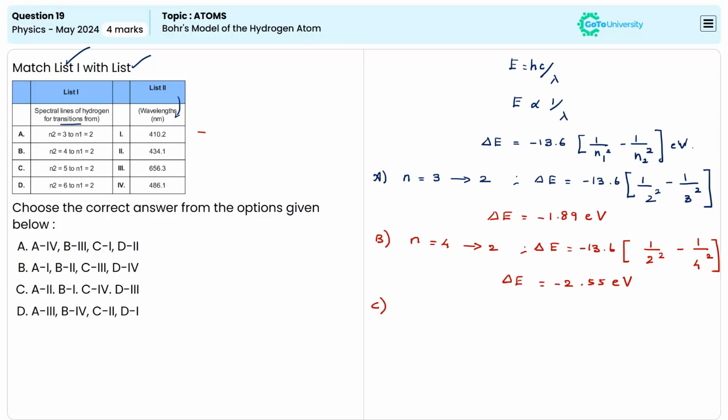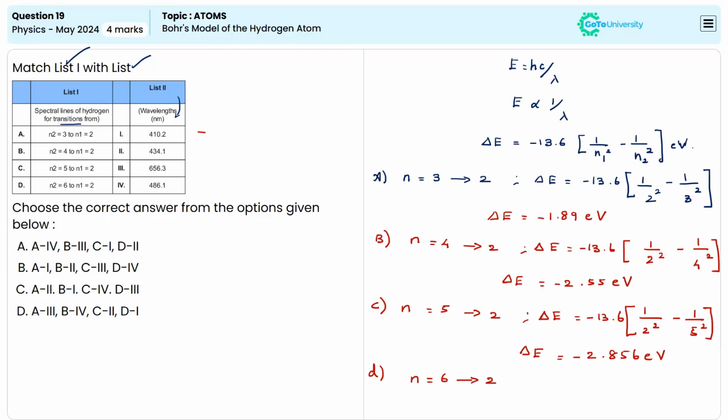Similarly, for option C, the atom is moving from the 5th orbit to the 2nd orbit. So here del E will be equal to negative 13.6 times (1 divided by 2 square minus 1 divided by 5 square). When we simplify this, we get del E is equal to negative 2.856 electron volt. Similarly, for option D, the atom is moving from the 6th orbit to the 2nd orbit.